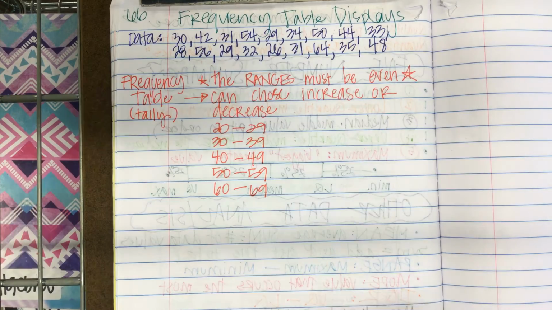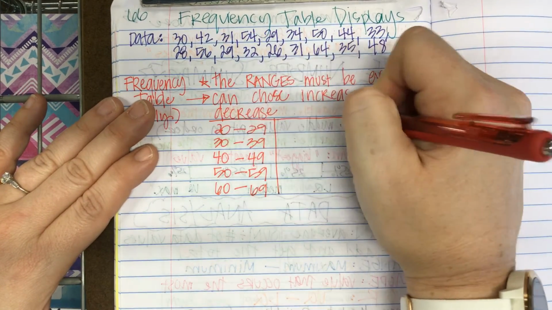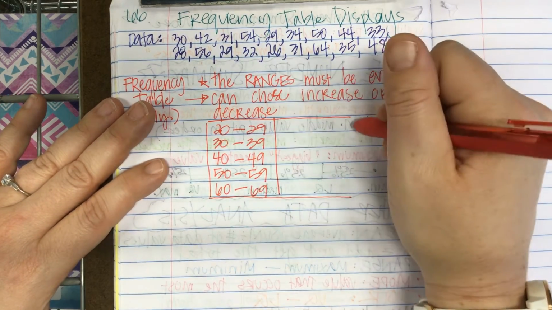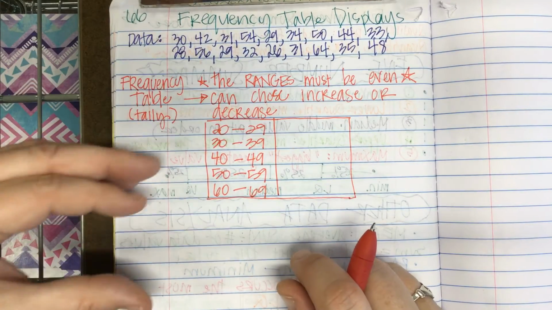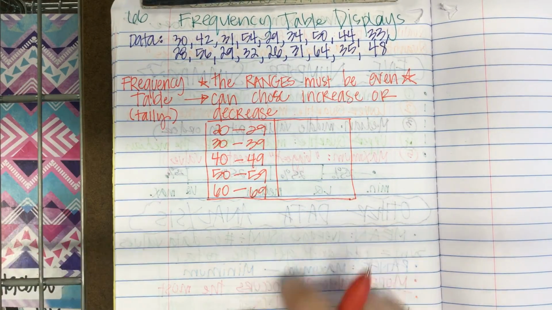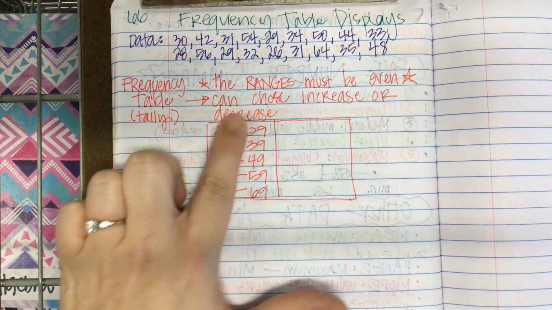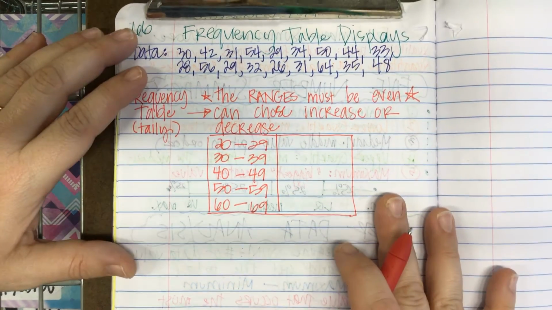I don't think they're all even. Even as in the same amount of change. Oh, so they each increase 9. They include 10 values. I thought it had to be an even number. Right, no, not an even number. They include 10 values: 20, 21, 22, 23, 24, 25, 26, 27, 28, 29. That's 10 values that fit in this range. Cool. And then we're going to record my data.